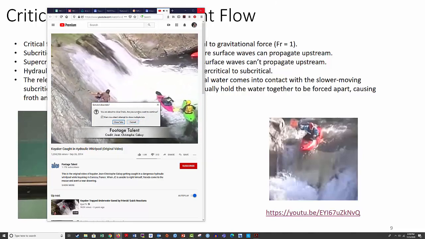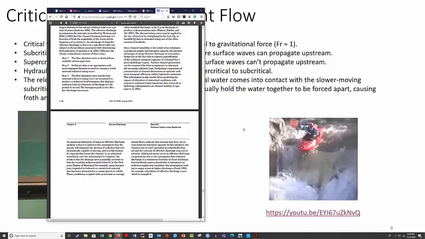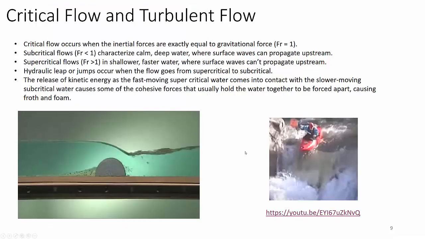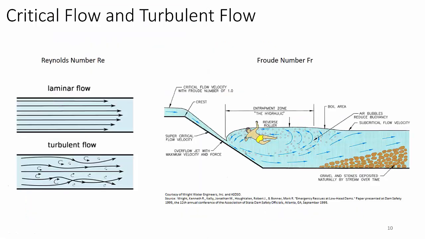Let's just close that tab. Go back to here. So, when the Reynolds number is less than 500, we have laminar flow. Over 2,000, you have turbulent flow. When the Froude number is less than 1, you have subcritical flow. Over 1, you have supercritical flow. So what we just saw in this video was critical flow with a velocity Froude number of 1 coming right over a crest.